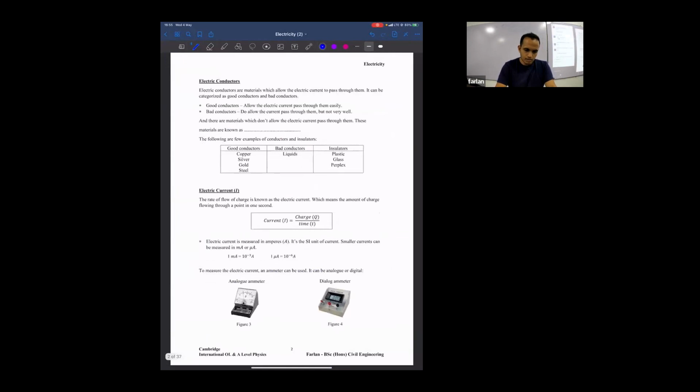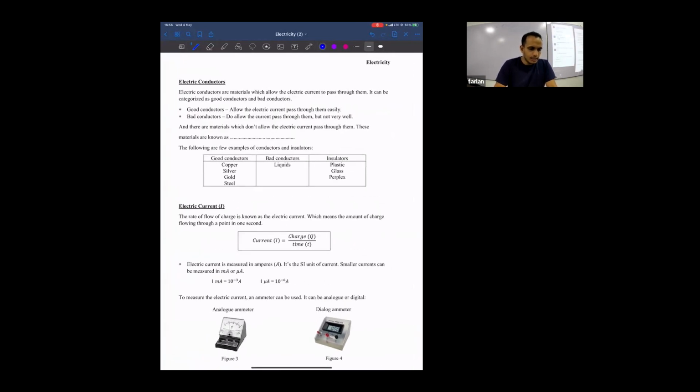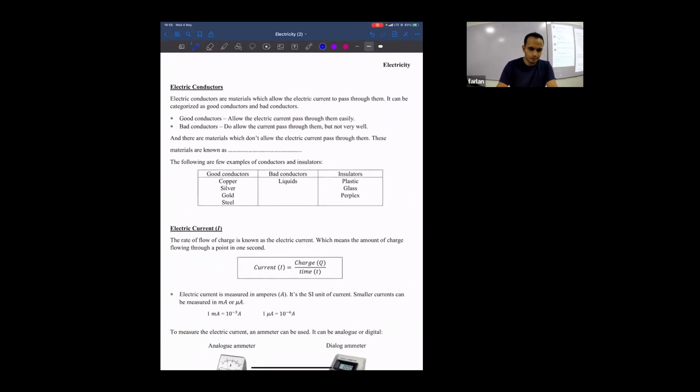Let's turn to the next page. Electric conductors. You could have written electrons, but then you would have to write that electrons flow from the negative terminal to the positive terminal. Current flows from the positive terminal to the negative terminal.